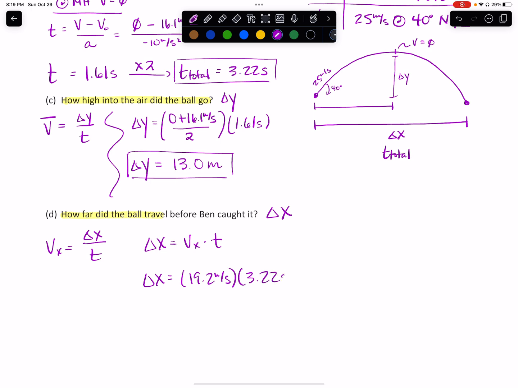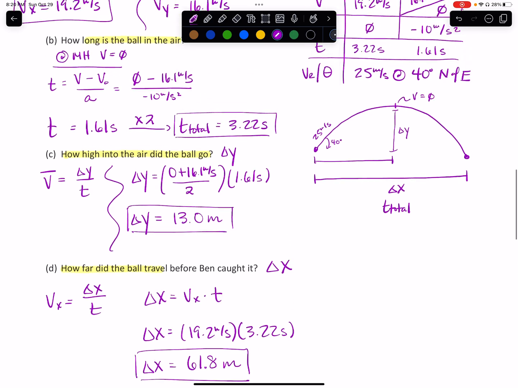and then we use our time of 3.22 seconds here. This really is the trickiest part of these problems, keeping track of whether you're horizontal or vertical, and whether you're at halfway through the motion or all the way at the end. Here we find that the ball is going to travel 61.8 meters.